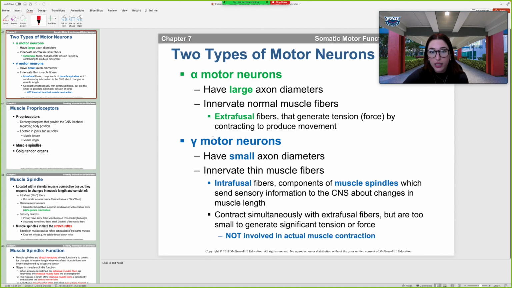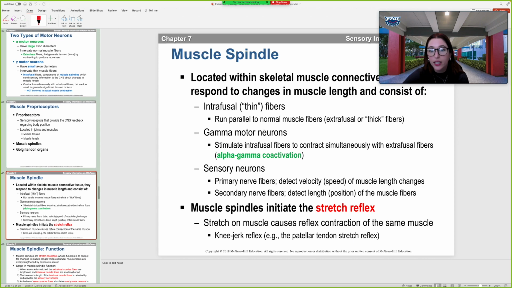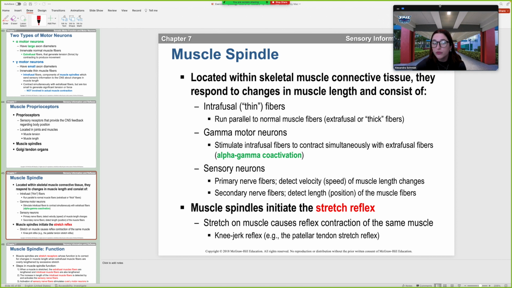okay? We talked a little bit about the muscle spindle here, but let's actually talk a little bit more about it. Alrighty, so the muscle spindle is located within the skeletal muscle connective tissue, and it responds to changes in muscle length, okay? Again, how stretched is the muscle? How contracted is the muscle? Just the position of the muscle.